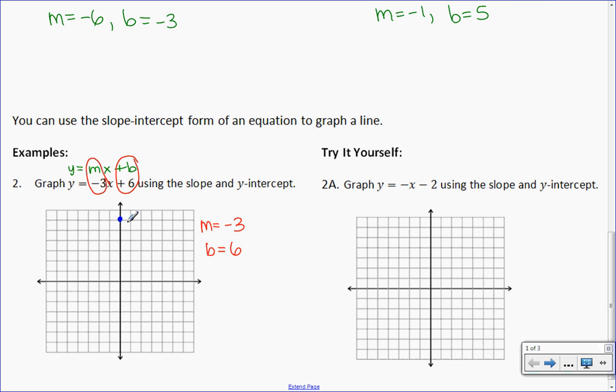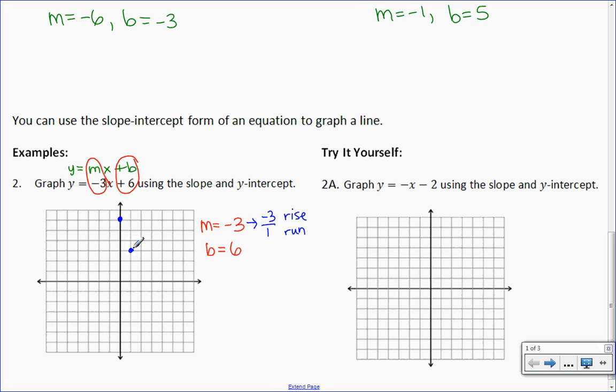Okay, now from here, the slope tells me where to go next. So think of this as a fraction, as -3 over 1. And remember, slope is rise over run. So from this point, I know that I can rise -3, so down 1, 2, 3, and then run 1, and because that's positive, we want to go to the right 1. So there's another point that would be on this line.